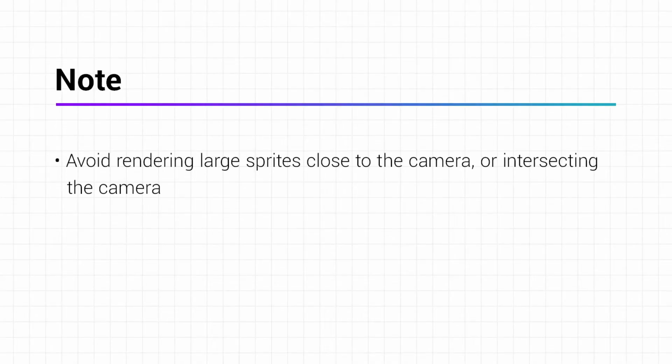Avoid rendering large sprites close to the camera or intersecting the camera. It's best to use smaller particles where possible because they are easy for the eye to resolve in 3D. Particle emitters that spawn particles in a volume read particularly well too, since there is depth between particles.